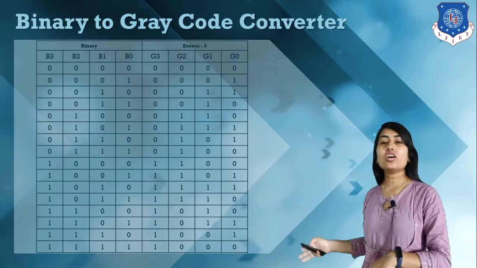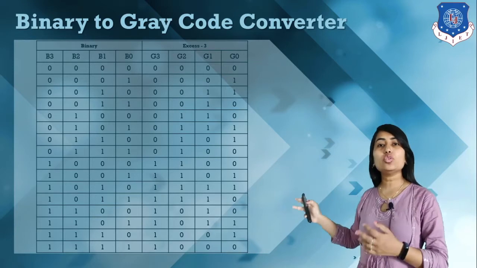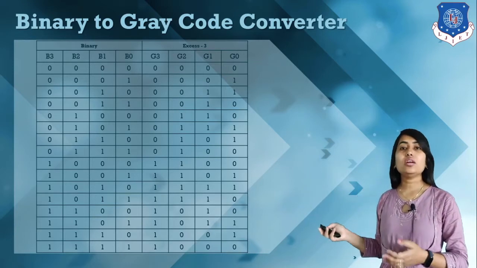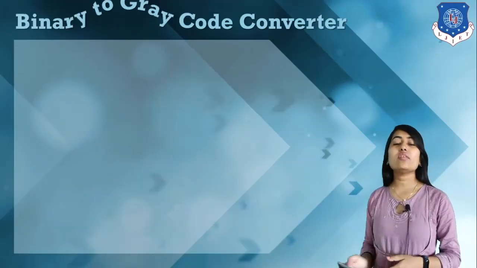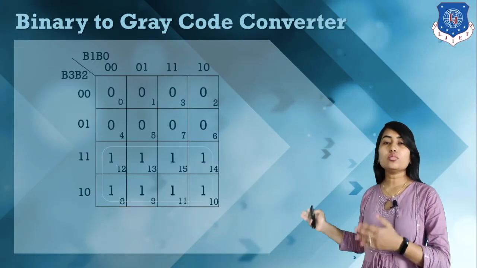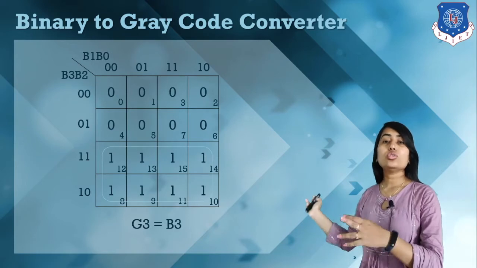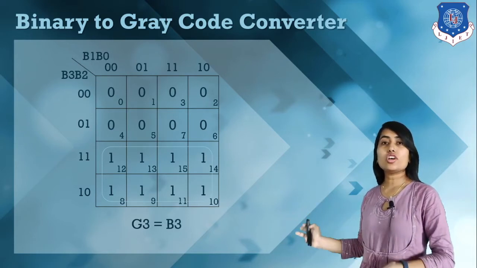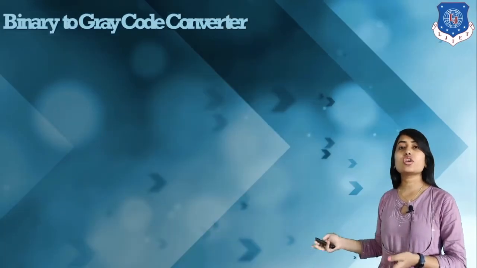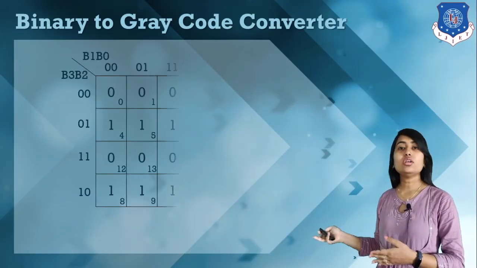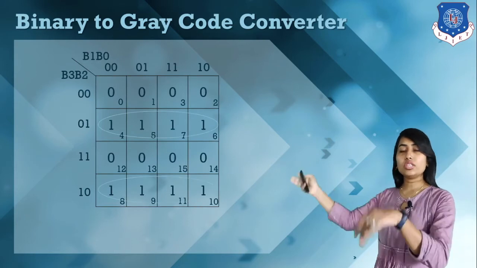By considering all these values in terms of B3 B2 B1 B0, we can make logical expressions like this. Here first we have a K-map of G3 in terms of B3 B2 B1 B0. So here we have the logical expression for G3, that is G3 is equal to B3. Next we have the logical expression for G2. Here we have the logical expression of G2 with the help of this K-map.